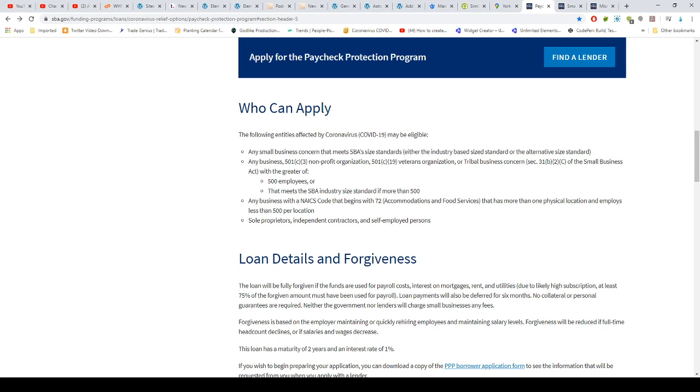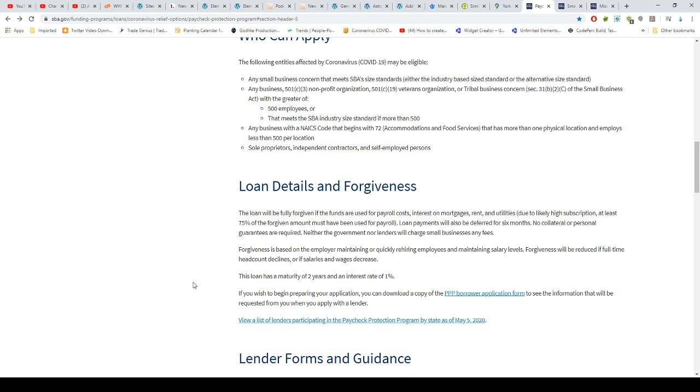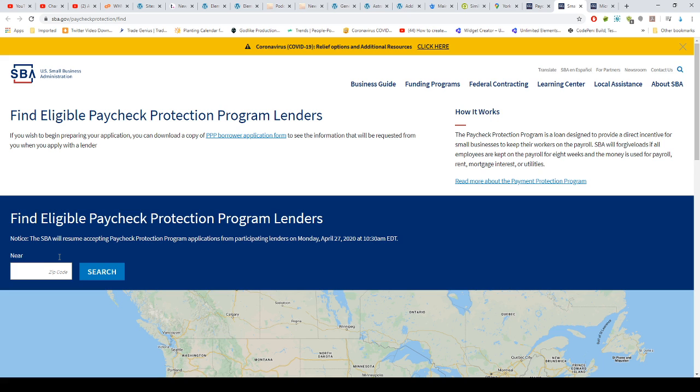Now, if you wish to begin preparing for your application, you can download the copy of the PPP borrower application to see the information that will be requested from you when you apply with the lender. Okay, so then you have to go ahead and put in your zip code, and then it'll kick out a bunch of lenders. So what's a good one? Let's try this one. I don't usually go to this part of Spokane, but we'll check it out.